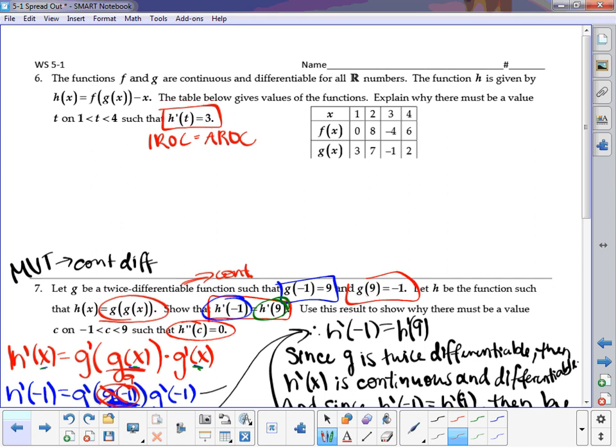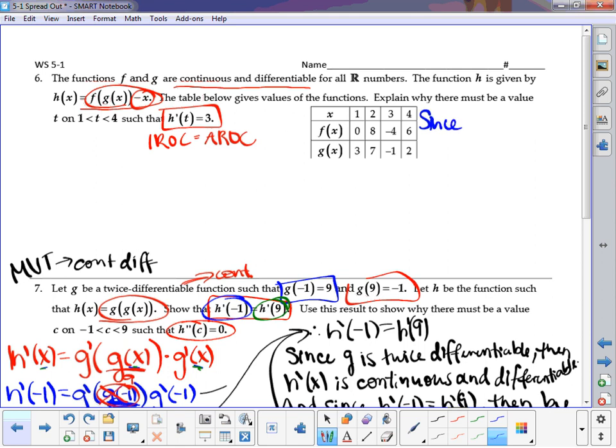Well, they tell us f and g are continuous and differentiable. Once again, since h of x is made up of f and g, and those are continuous and differentiable, h of x must be continuous and differentiable. Is this part of my function, negative x, a continuous and differentiable function? Yeah, so every piece of this is continuous and differentiable, so thus h of x is continuous and differentiable. So let's first go ahead and state that. It says explain, which means we need words. I'm going to start over here. Do I have room to do it over there? More or less. Okay.